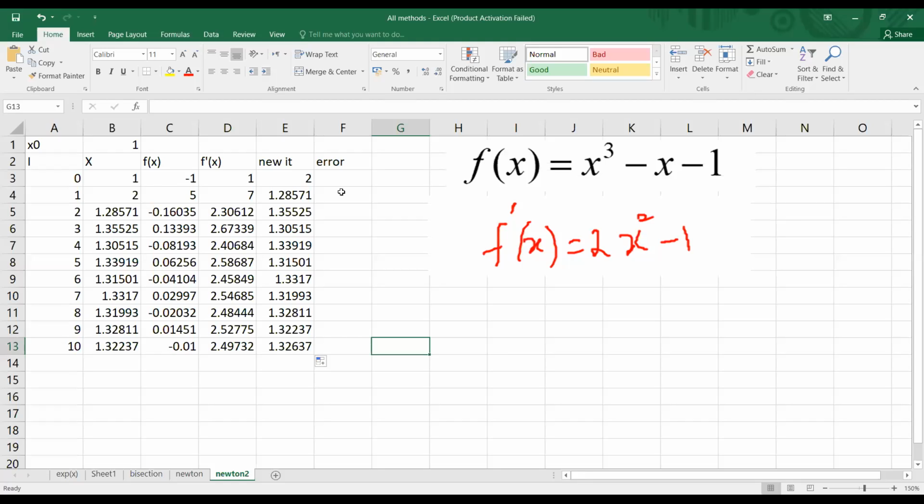Now error can be calculated. How can error be calculated? Error is the difference between two consecutive values of x. These are the two values of x. So I have to write down a formula for calculating the error, as these two numbers are to be subtracted: this new iteration minus the previous iteration.